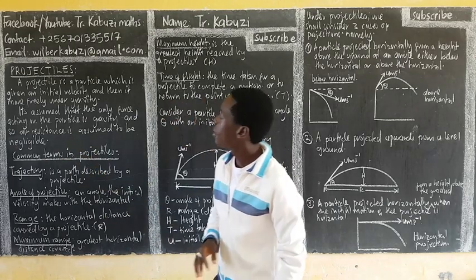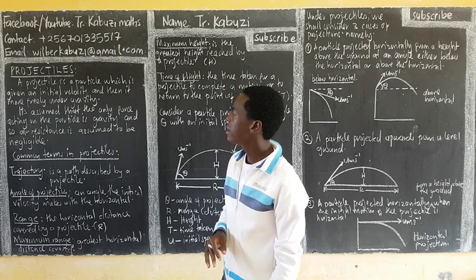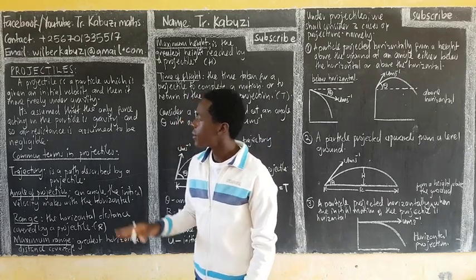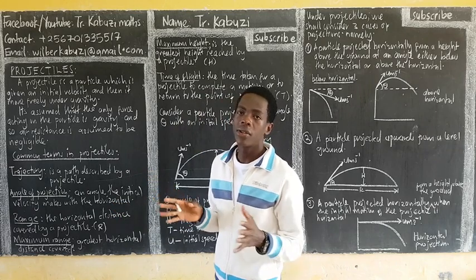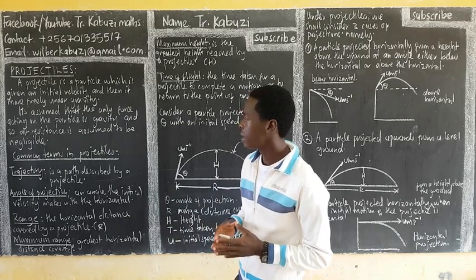It's assumed that the only force acting on the particle is gravity, and so here air resistance is assumed to be negligible. So here we assume that air resistance and so on don't act on that particle. If they are there, they are very small and cannot cause any effect on it.